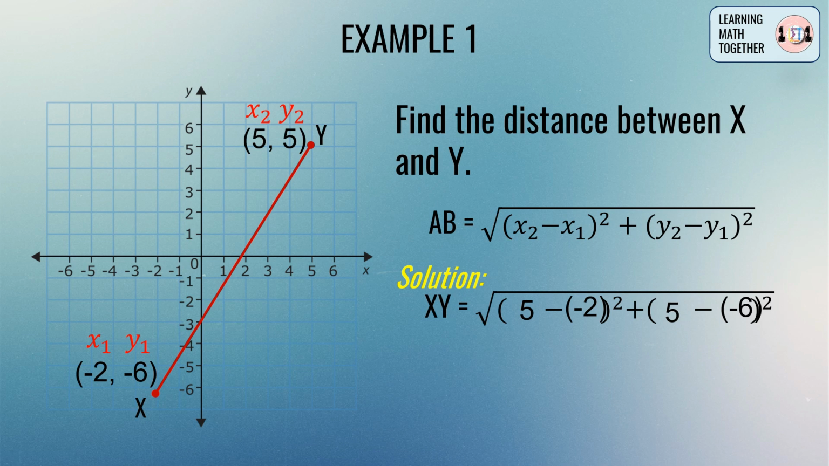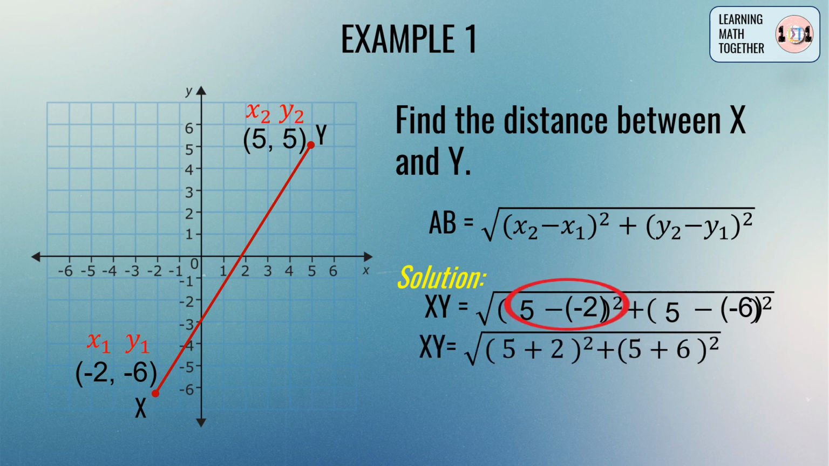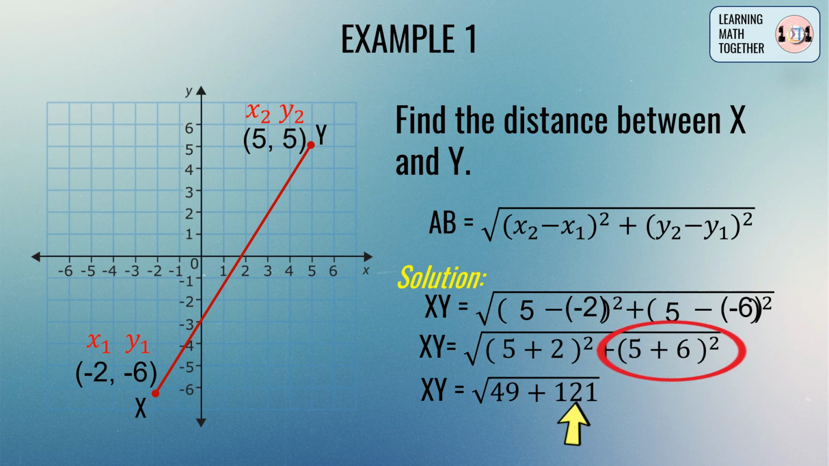Next step is we need to simplify by handling the negative signs here. We have 5 minus negative 2, that becomes 5 plus 2 squared. And then 5 minus negative 6, that is simply 5 plus 6 squared. Then we will simplify this by adding all the numbers in the parentheses. We have 5 plus 2, that is equal to 7. Square 7, that is equal to 49. And then 5 plus 6, that is equal to 11, and the square of 11 is equal to 121.